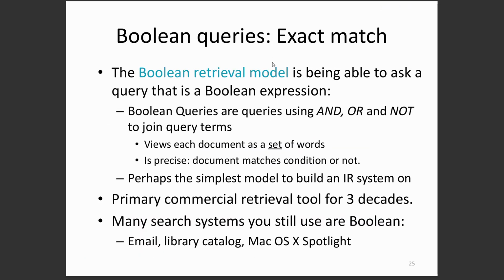Now Boolean queries. The Boolean retrieval model is being able to ask a query that is a Boolean expression. Boolean queries are the queries which deal with Boolean operations, that is your AND, OR, and NOT operations. Many search systems which they have built still use Boolean operations only, for example your library catalog, Mac OS, email, etc.